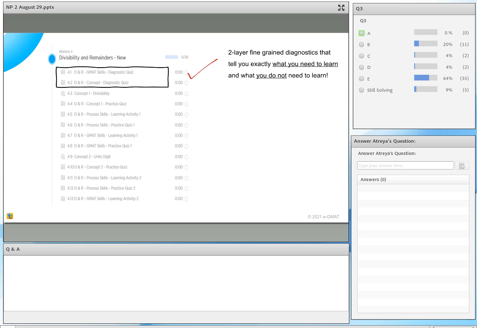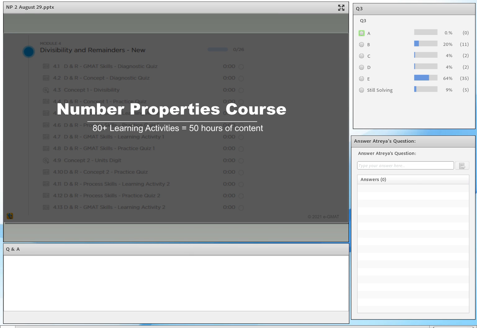So please go and check it out. For every module, you have 2 diagnostic quizzes. You need to understand what your starting score is and what your strengths and weaknesses are. Based on the score in your diagnostic quiz, the platform would tell you which are the files that you need to go through, right?